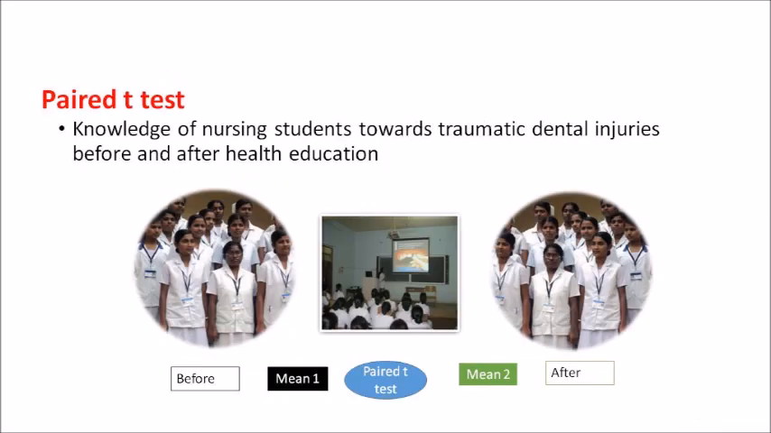Clear? And for paired t-test, what I have told is the sample is drawn from the same population, just before and after the intervention. For example, knowledge of nursing students towards traumatic dental injuries before and after health education. We are giving health education, that is the intervention, and we are checking the knowledge before and after. Here the sample is the same, we are just comparing before and after. So mean is compared before and after, and in that case we have to use paired t-test. It is paired data, same sample just before and after. We are pairing. And unpaired is two different samples. So remember this always, that is the main difference.